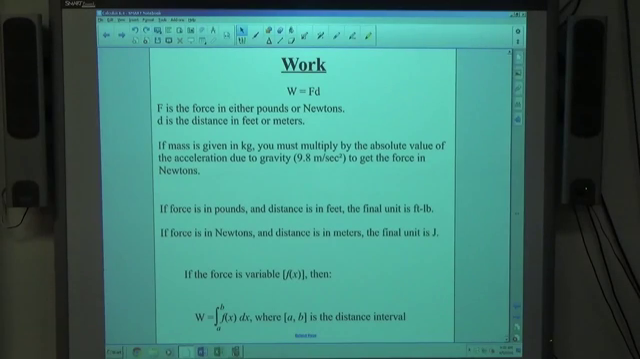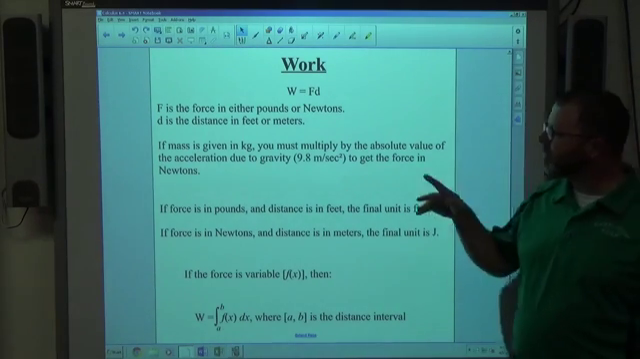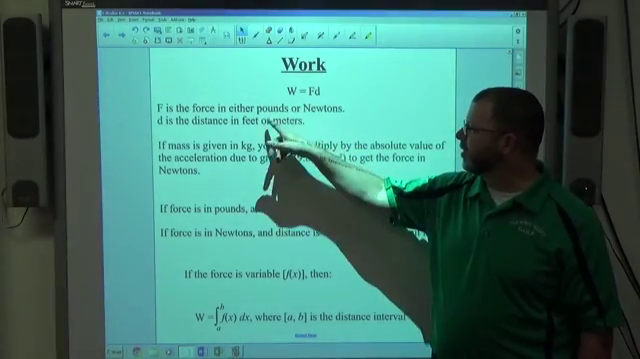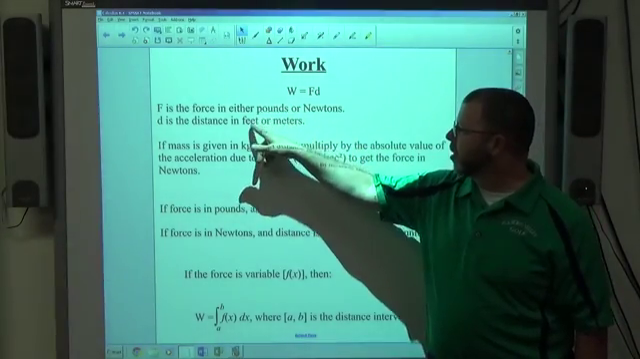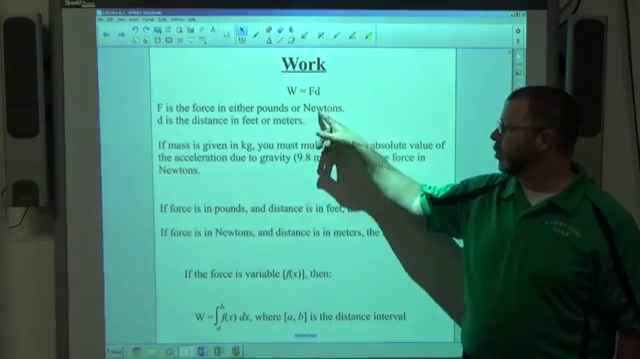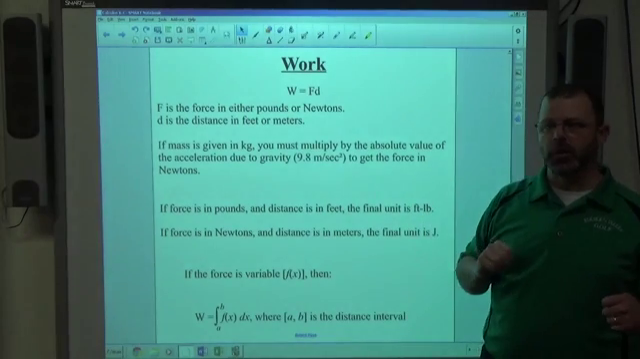All right, today's lesson is about work, and work is going to be either in foot-pounds or joules for the sake of what we're doing. And they're going to give us the force in either pounds or newtons, and the distance in feet or meters. So pounds go with feet, newtons go with meters. A foot-pound is a unit of work, and a newton-meter, also known as a joule, is a unit of work.